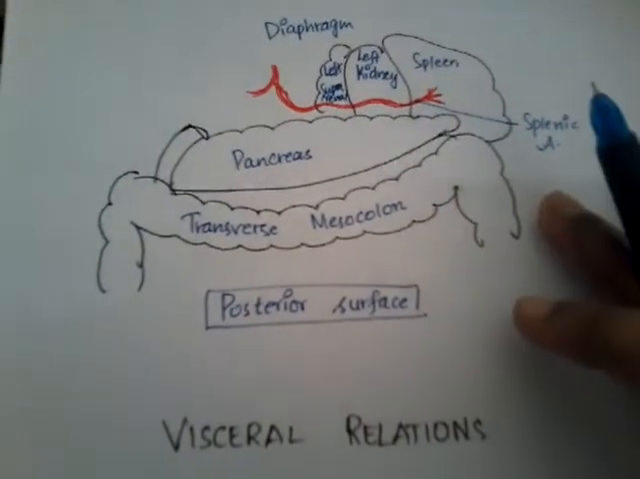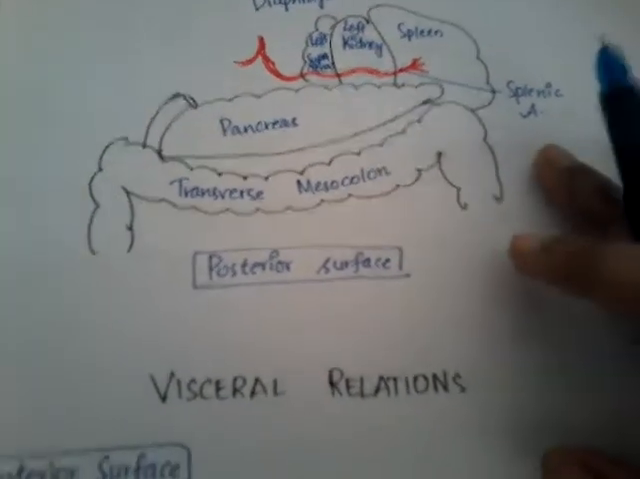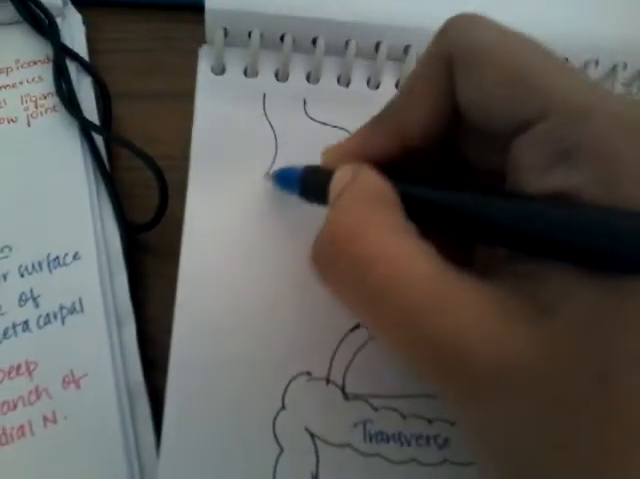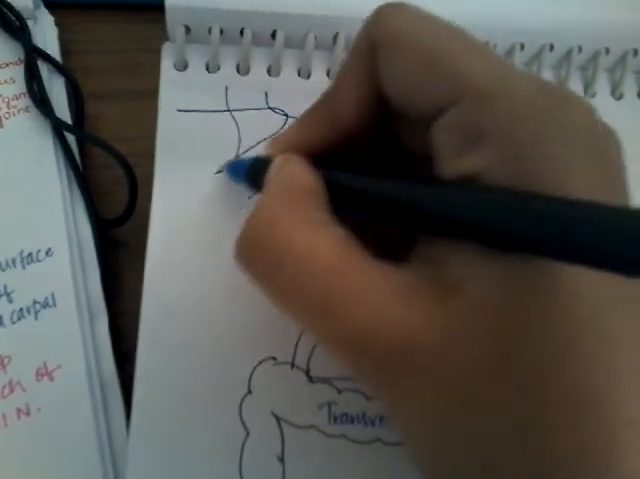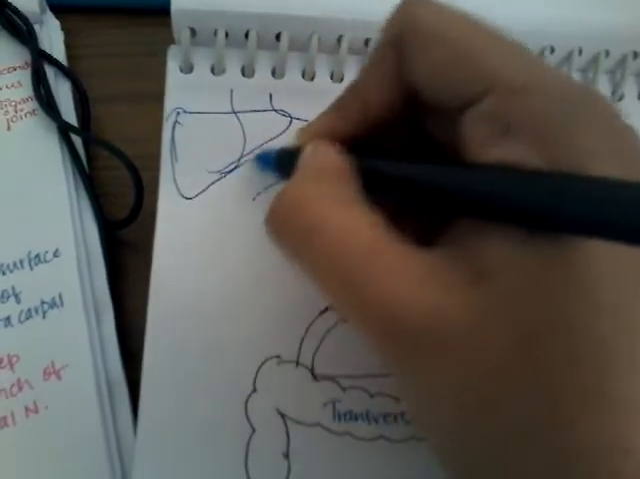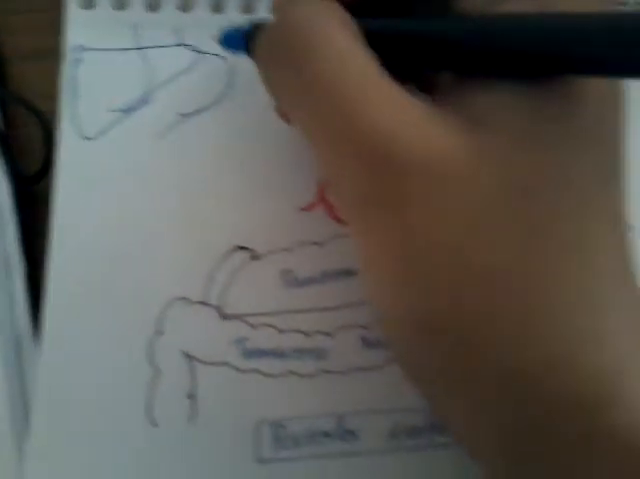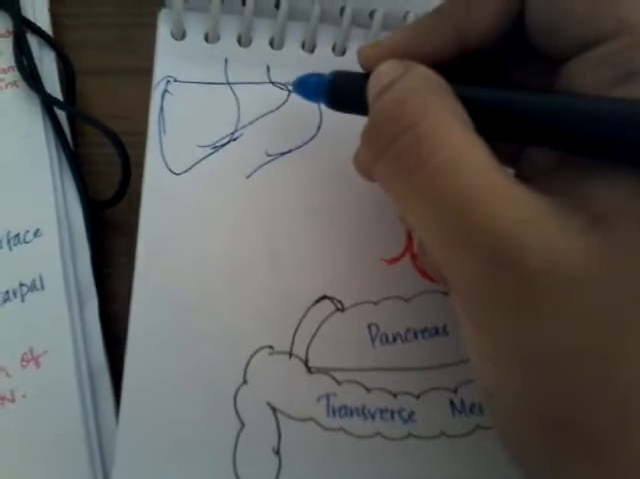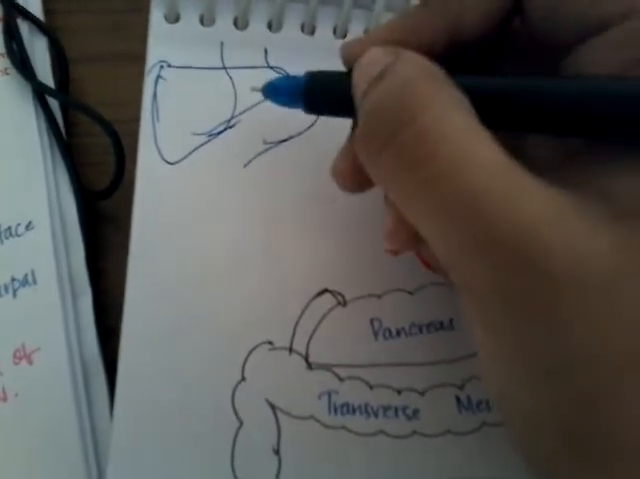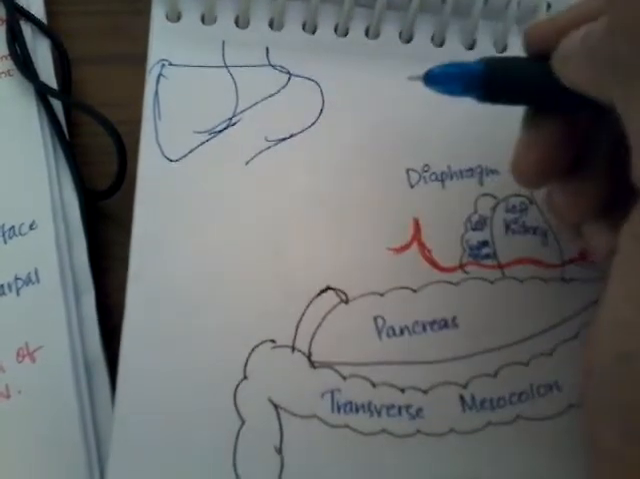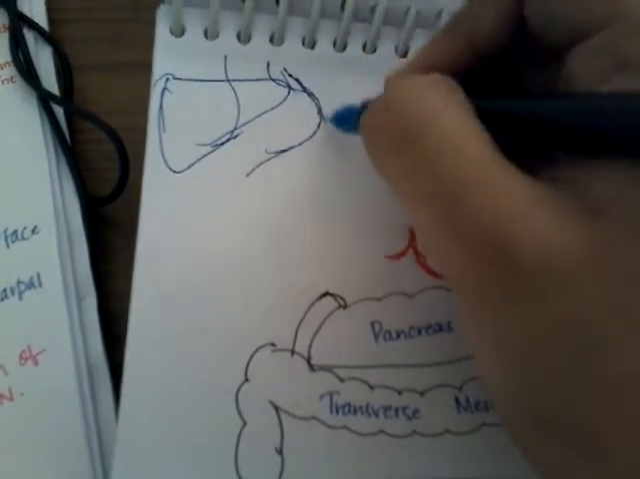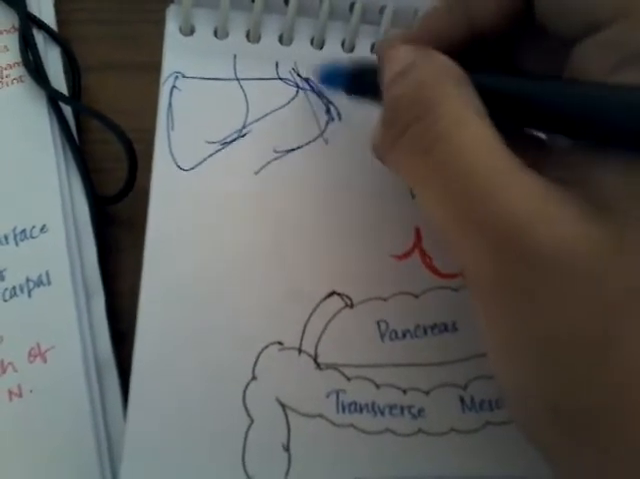Anteriorly, the stomach is related to the liver. If you see, this is the stomach and there will be the liver, that too the left lobe of the liver. So anteriorly, it is related to the left lobe of the liver, that is one. That too on the right side, it is related to the left lobe of the liver, and on the left side there is a diaphragm and there is a rib cage which is covering it.